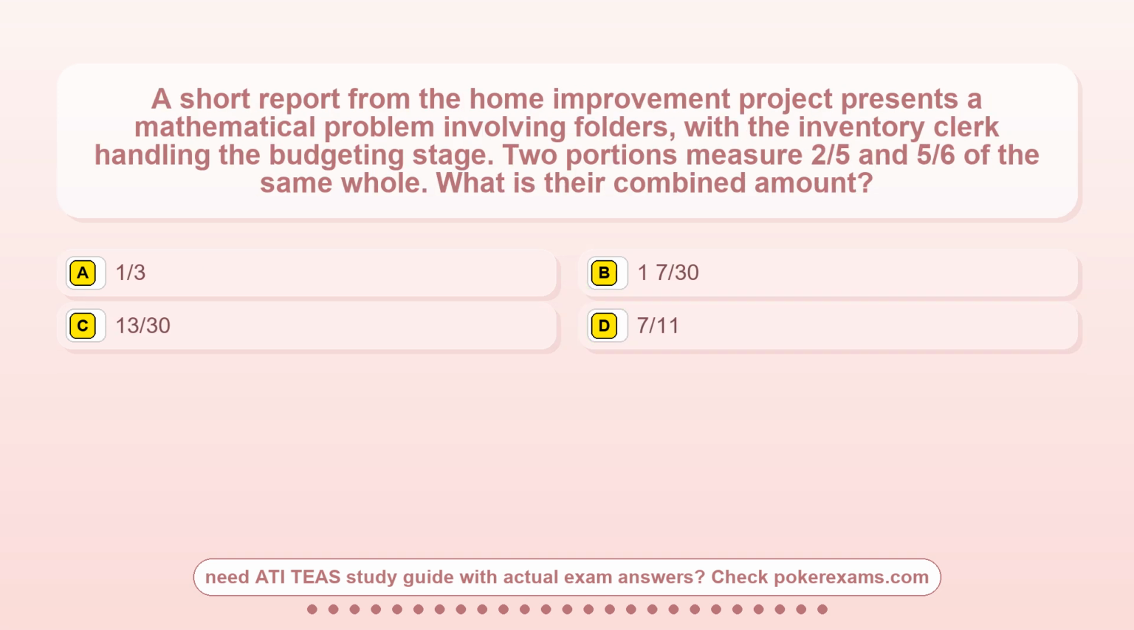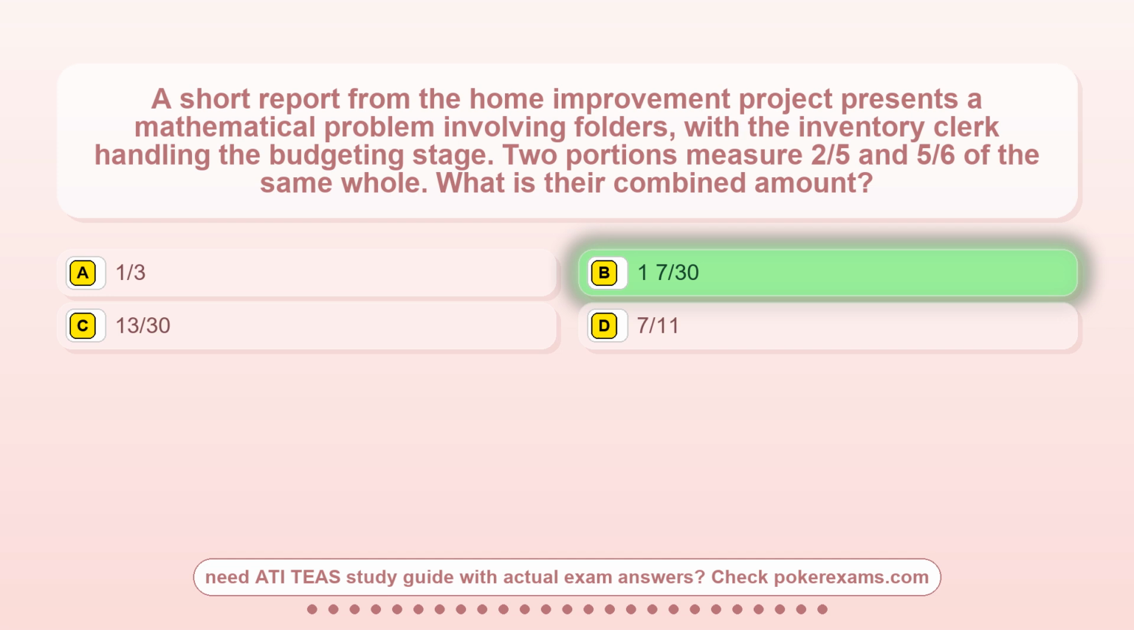Question 23. A short report from the Home Improvement Project presents a mathematical problem involving folders, with the inventory clerk handling the budgeting stage. 2 portions measure 2/5 and 5/6 of the same whole. What is their combined amount? Option A, 1/3. Option B, 1 7/30. Option C, 13/30. Option D, 7/11.